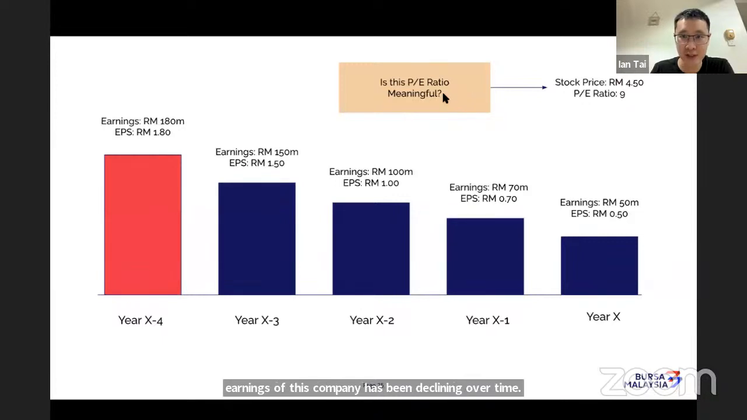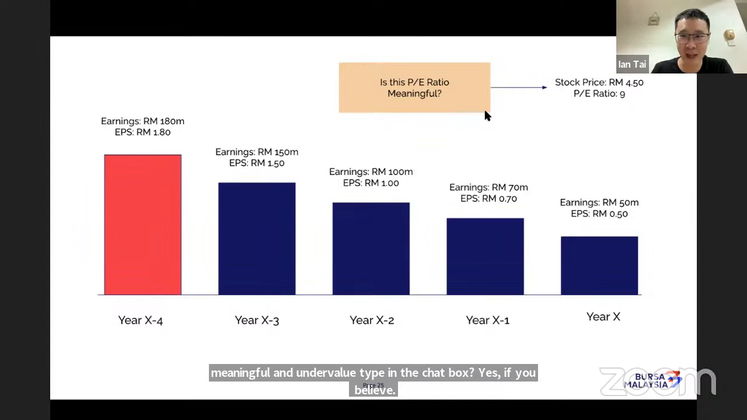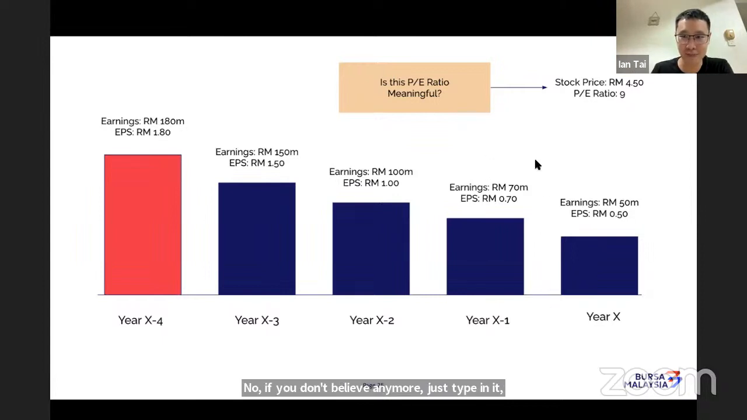So now my question is, how many of you still think that this PE ratio of 9 is undervalued? How many of you believe that this PE ratio of 9 is meaningful and undervalued? Type in the chat box. Yes, if you believe. No, if you don't believe anymore. Just type it in. All right, correct. Most of you are getting it right.